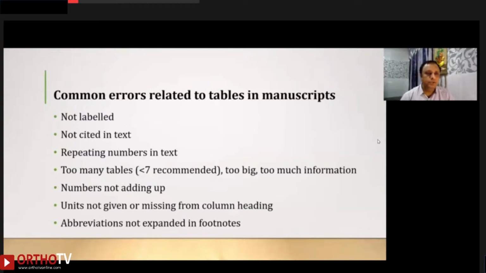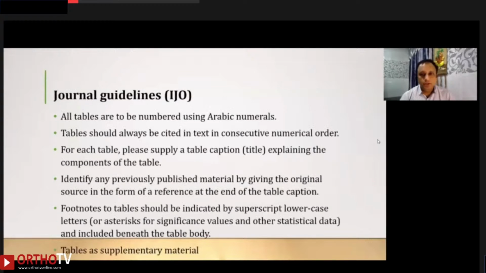Common errors that we see when we are dealing with manuscripts related to tables are: the tables may not be labeled, they may not be cited in the text, they are repeating numbers in the text. Too many tables, usually less than 7 are recommended, including the figures, or the tables are too big, with too much information. Numbers are not adding up. When you add up the totals or the percentages, they don't add up. Units are not given or missing from the column heading. Abbreviations are not expanded in the footnotes.